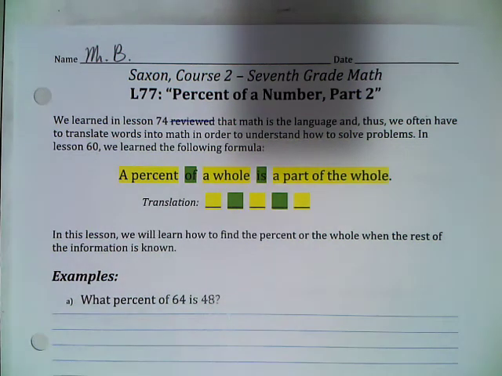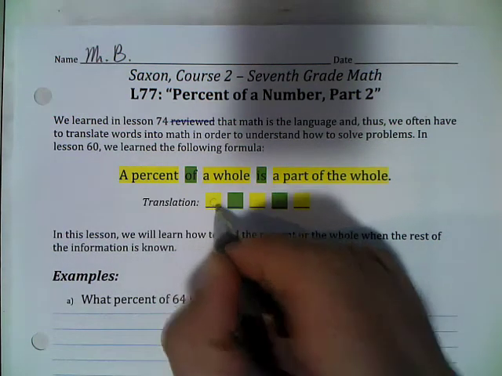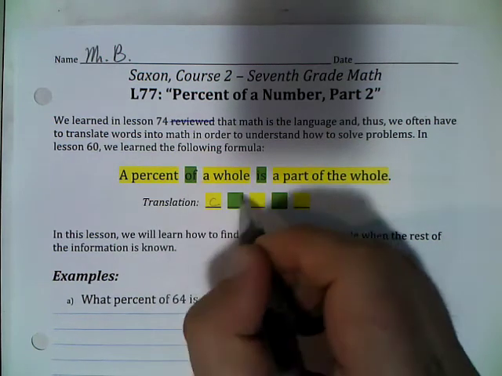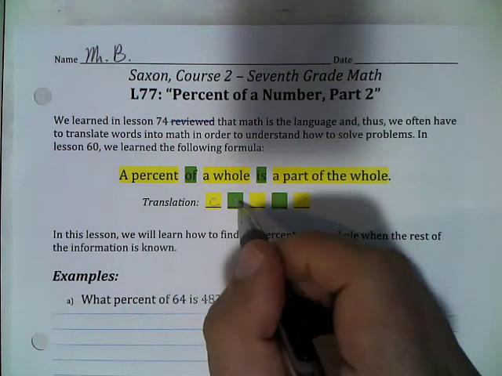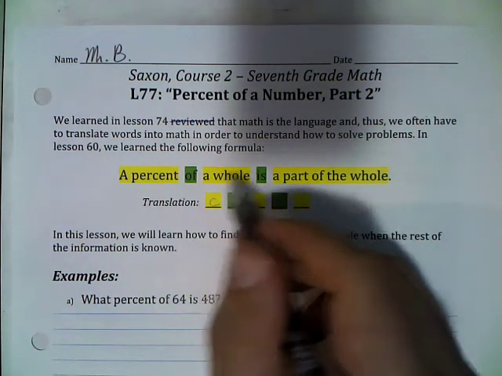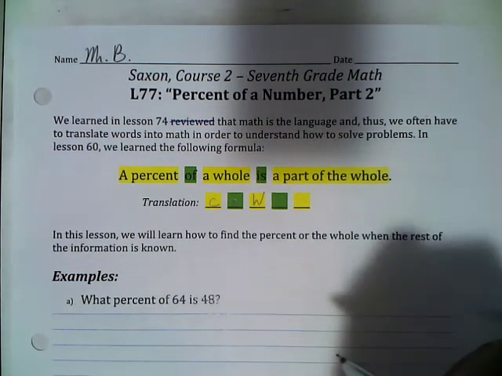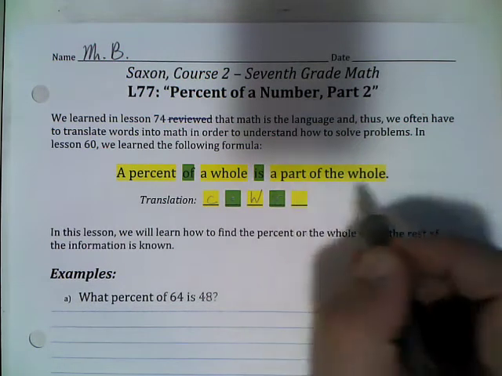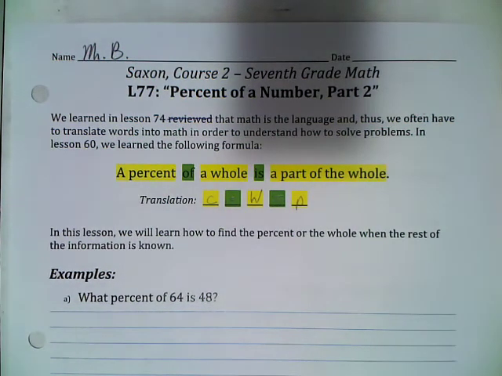So, a percent, which I'm going to use the letter C for, C for cent, of means times, so put a times dot there in the green. I know the green is a little hard to see. A whole, we're going to use a capital W, since it's the whole thing. Is, remember, is means equals. And then a part of the whole, since it's just a part, we'll use a lowercase p for part.